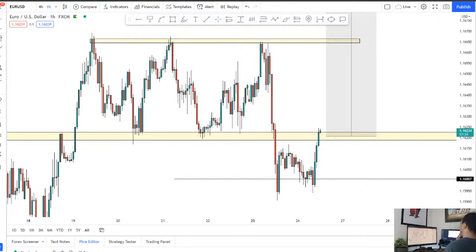So yeah, I'll be looking at getting involved later on. Hopefully get something today or maybe tomorrow. But yeah, this could be a really nice trade to trail. I'll be looking at 1.17. So we'll see what happens there.